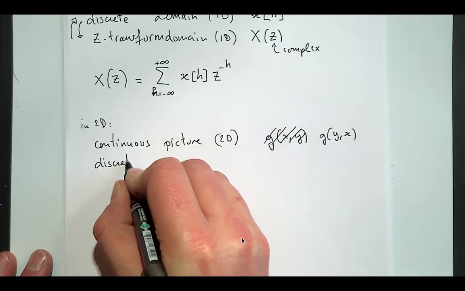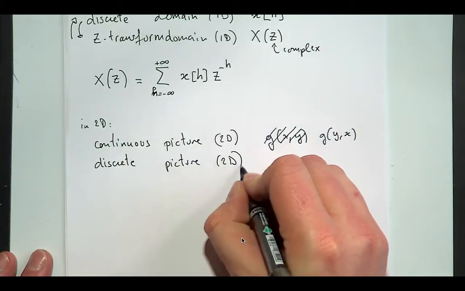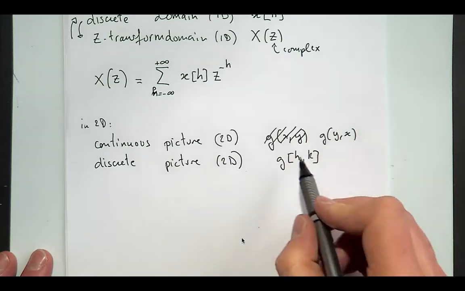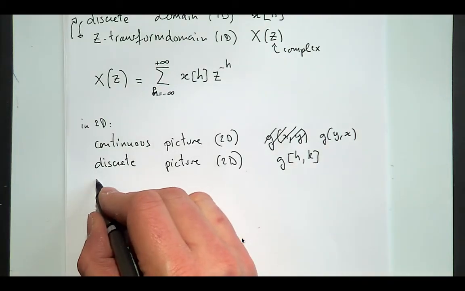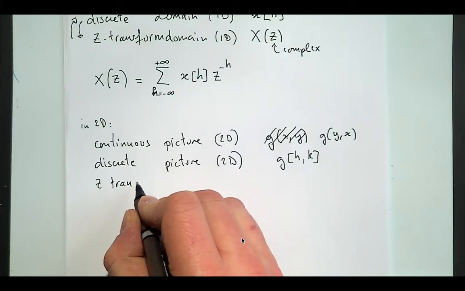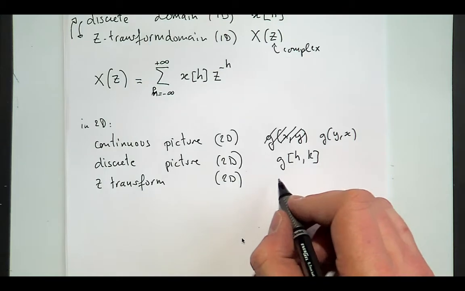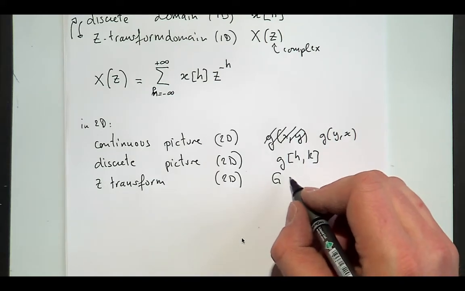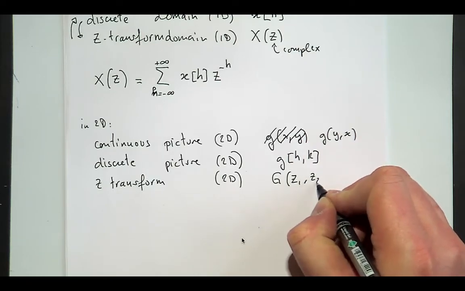In your discrete picture, that's actually the one you have access to. And that would be something like that. So h, k. So h would be the vertical index, and k is your horizontal index. All right, and the z transform in 2D of that would be something like, so you usually capitalize the letter, so that would be G of z1 and z2.